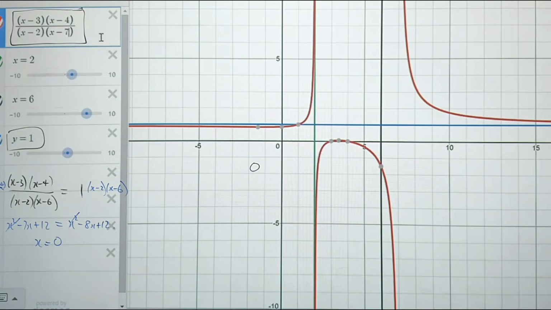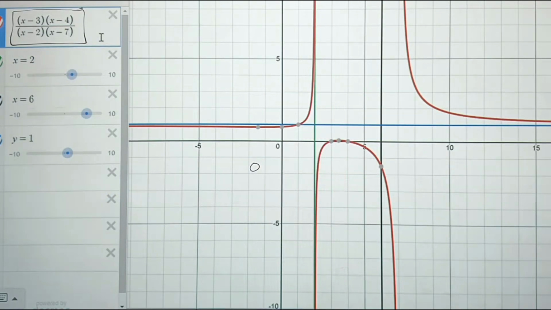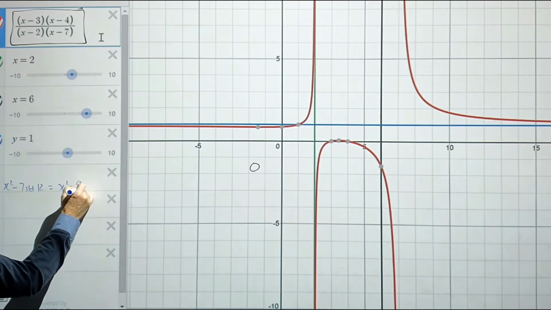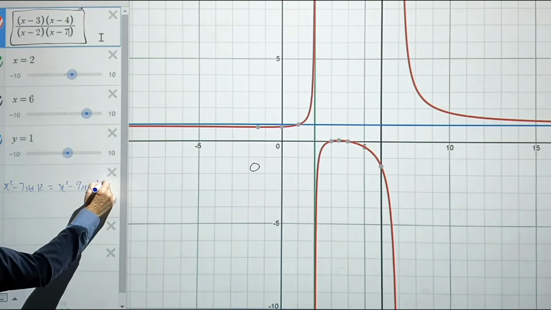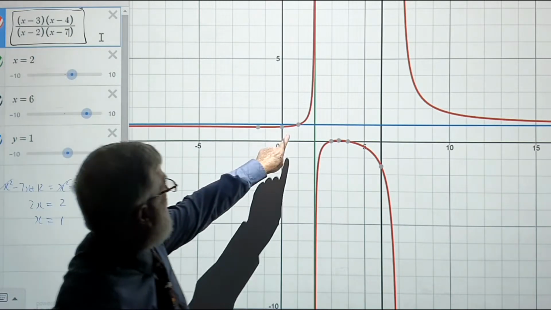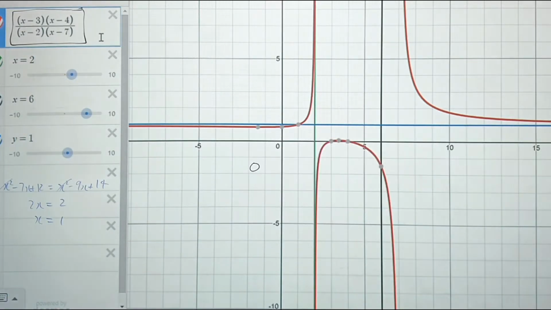And I go, okay, what's happening now? So now I've got x squared minus 7x plus 12 equals x squared minus 9x plus 14. And I've got 2x equals 2, and I've got x equals 1. So yes, you can always find out that point B. How? By letting the red line equal the horizontal line, just like we've always done. So nothing's changed there. Now here's the big part, ready?